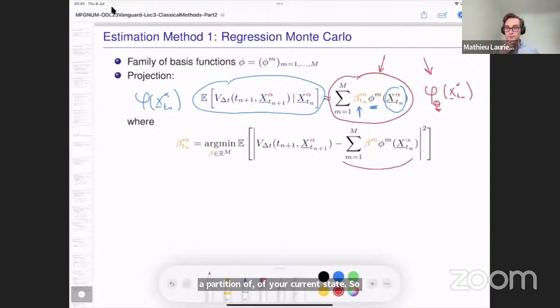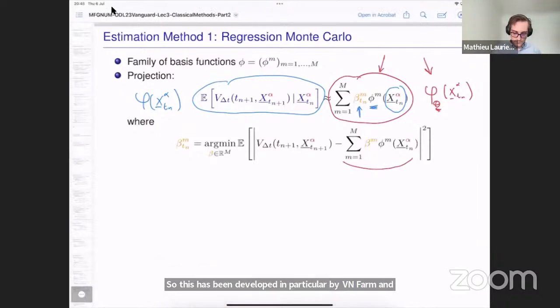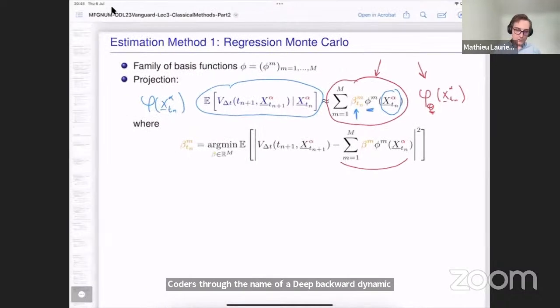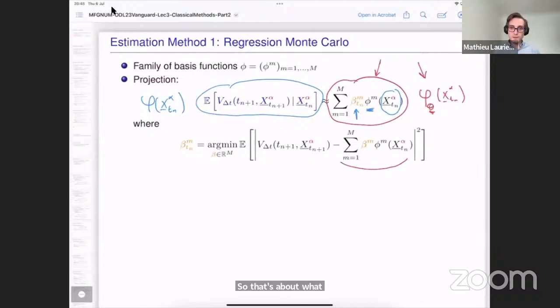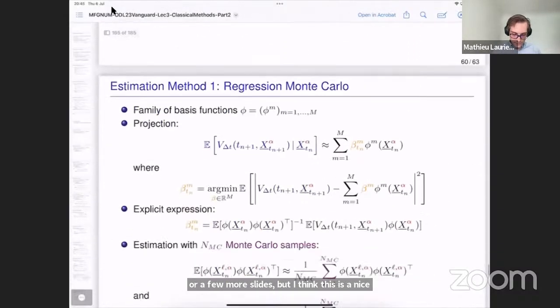This has been developed in particular by Huyên Pham and co-authors through the name of the deep backward dynamic programming method and several variants that I will mention later. So that's about what I wanted to say on this method. There are a few more slides, but I think this is a nice transition to deep learning. I can briefly go through this.